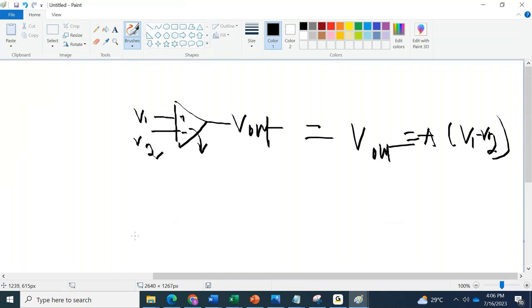And RF is not our course, so RF layout generally will not come. Means inductor will not come. So resistor, capacitor and MOS device. So this is one example.